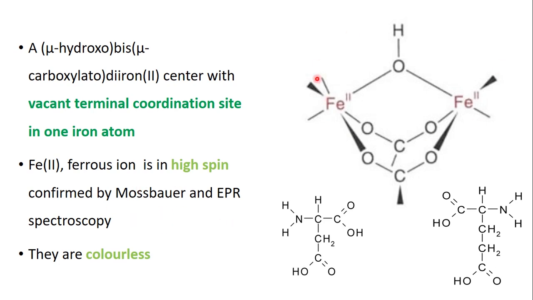The structure, the center, we can name as mu-hydroxo. What is this mu? This mu represents the bridged position while naming an inorganic compound. So mu-hydroxo, bis means 2, bis-carboxylato diiron(II) center. This is to name the center. Here there is one vacant terminal coordination site in one of the irons. The entire molecule is colorless in this deoxyhemerythrin form.